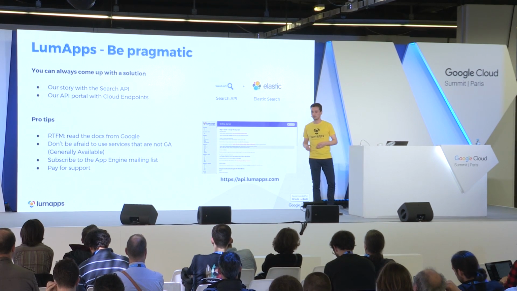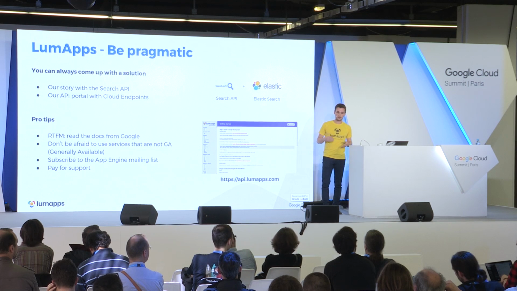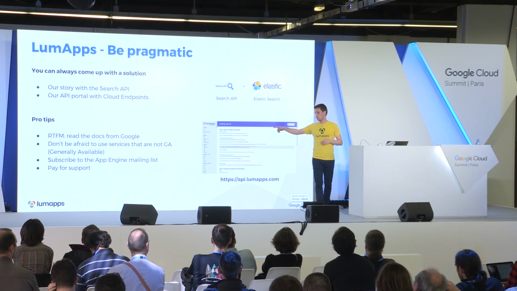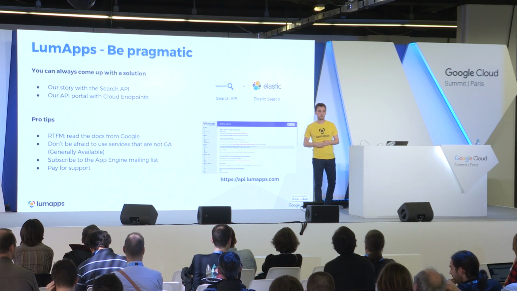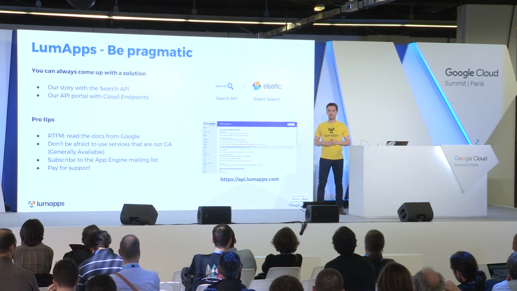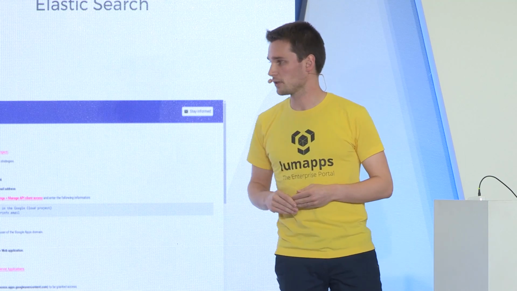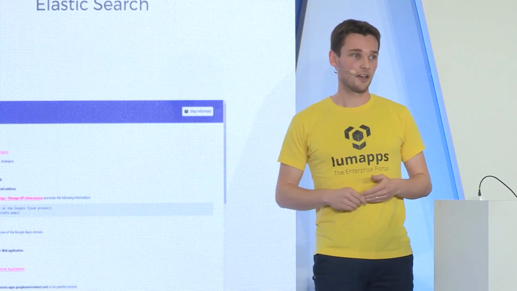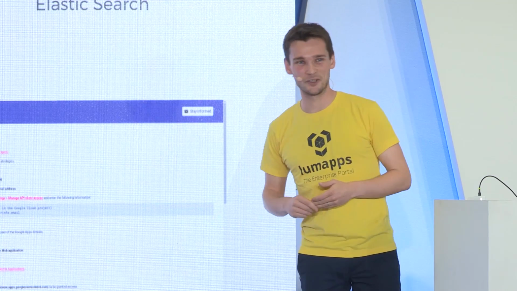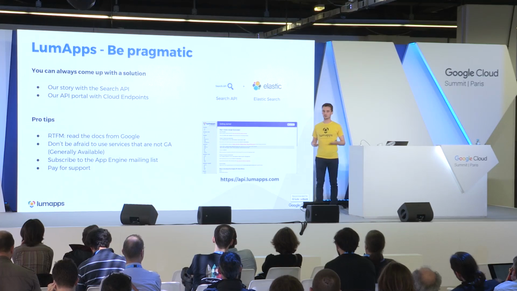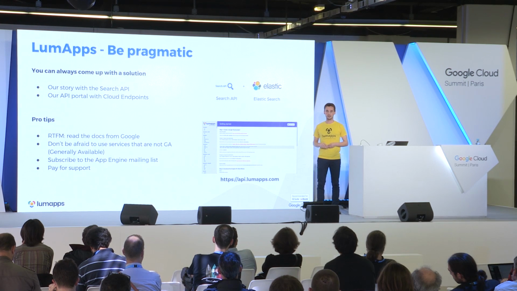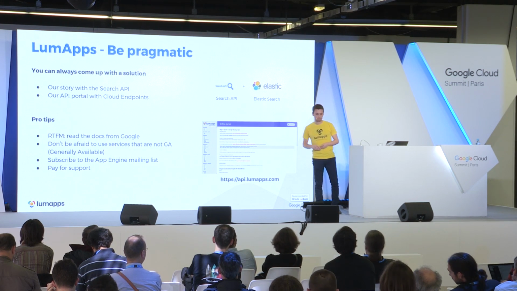So we used some service in alpha mode, and it was just OK. You should subscribe to the mailing list from App Engine because there is some really good stuff here, and you can get some good information. And the last point is not obvious, but you should pay for support because sometimes when you are in production, you will have some issues, and you want the support team to give you some answers very quickly.